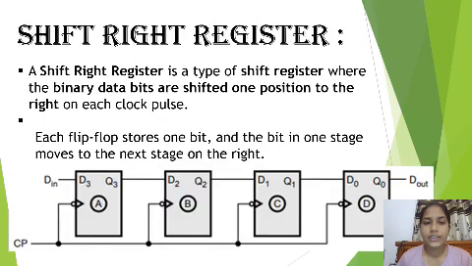Shift register, shift right register. A shift right register is a type of shift register where the binary data bits are shifted one position to the right on each clock pulse. Each flip-flop stores one bit, and the bit in one stage moves to the next stage on the right. This is the sample figure of the shift right register.